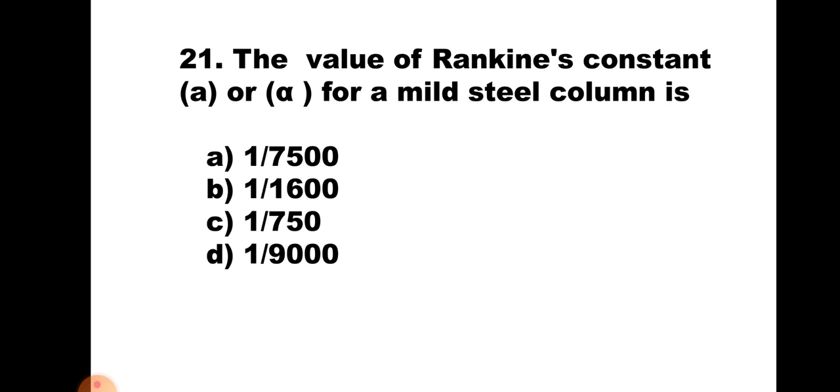Question number 21. The value of Rankine's constant, small a or alpha, for mild steel column is A. 1 by 7500, B. 1 by 1600, C. 1 by 750, D. 1 by 9000. Okay. So in Rankine's formula we use small a or alpha, and what is the value of that? The correct value of that is 1 upon 7500 for mild steel. Hence the correct answer is A, 1 upon 7500.